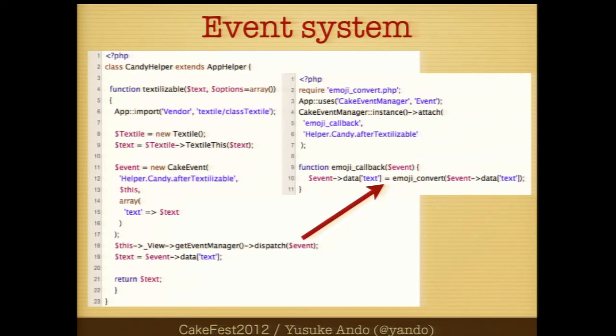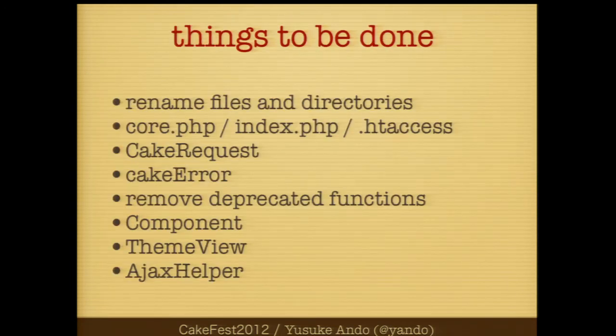Yeah, so these things are profits from the migration. So as you know, Cake 2 is obviously better than Cake 1. And to get these profits, we had to do migration. And here is the list of things we had to do. Yeah, there are a bunch of stuff.